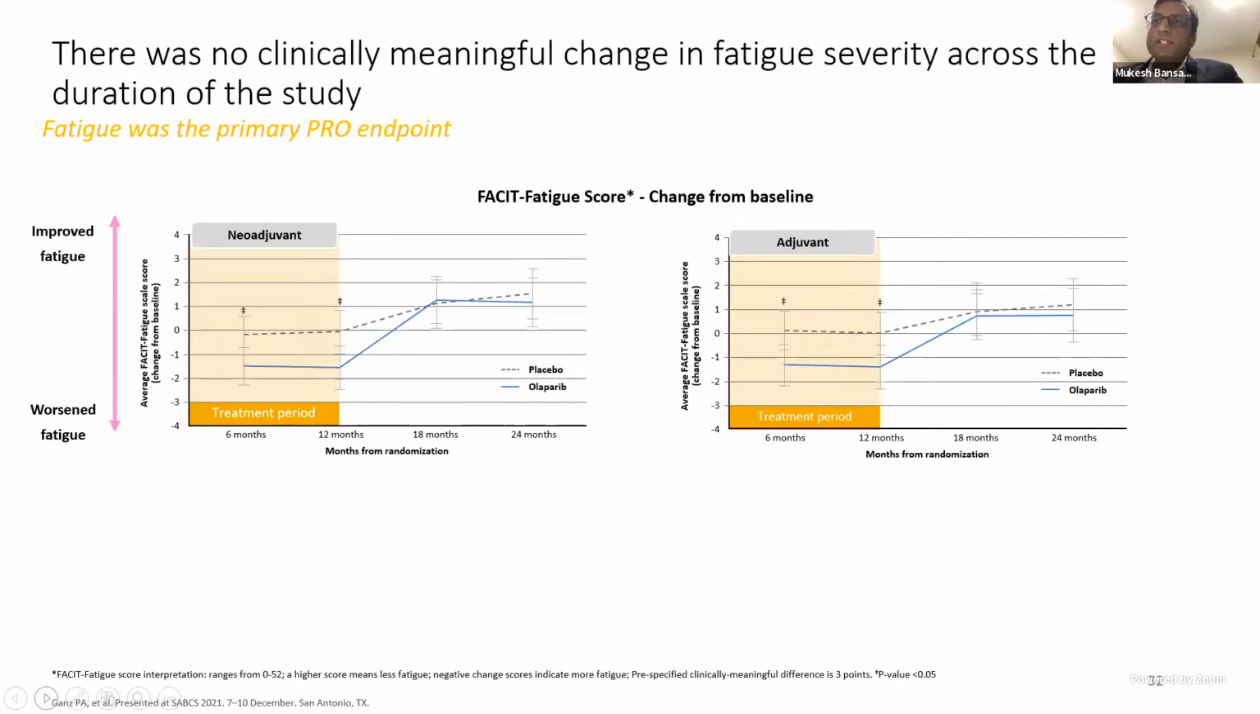No clinically meaningful change in fatigue severity occurred during the duration of the study in both the neoadjuvant and adjuvant group, as we can see in the graph. Next slide.